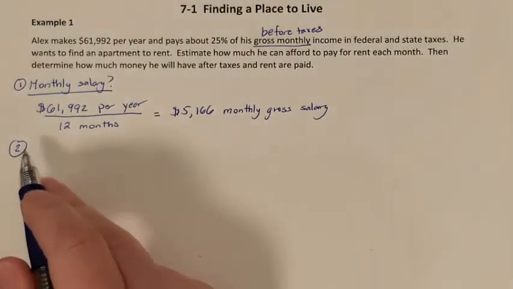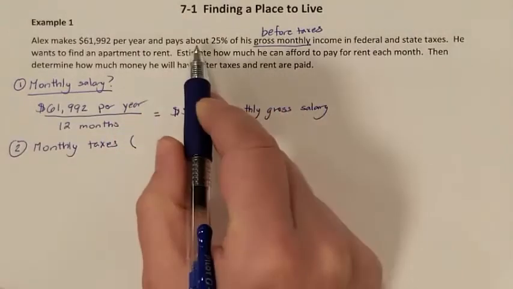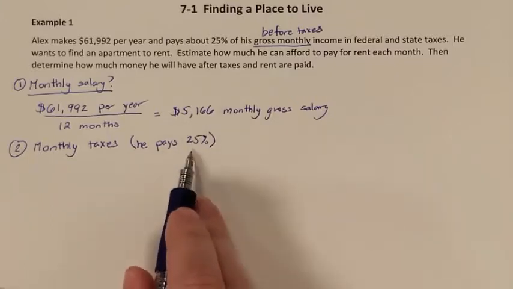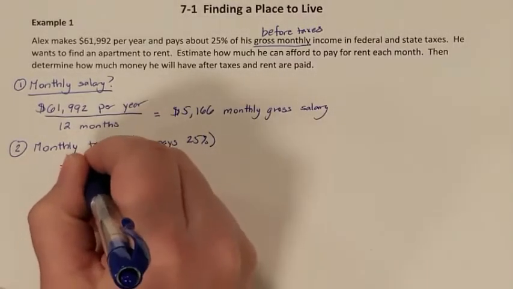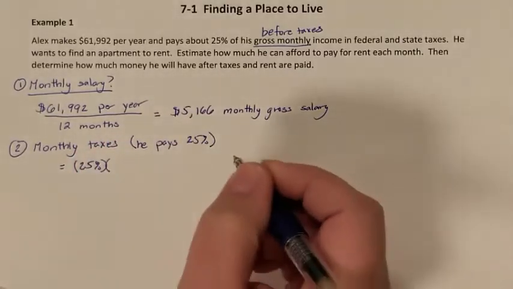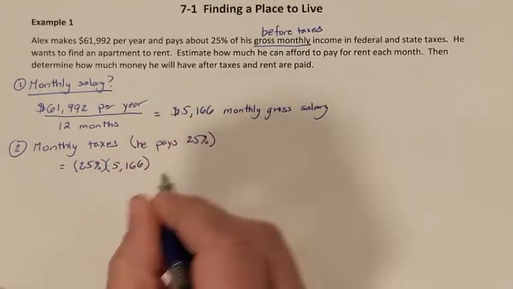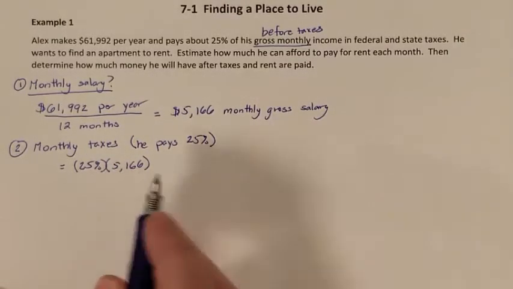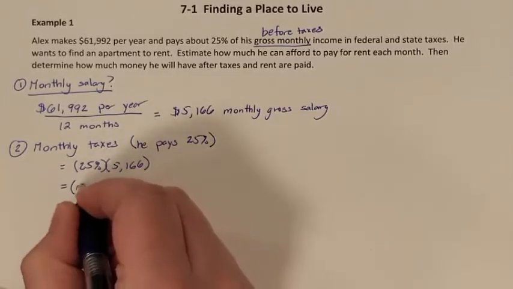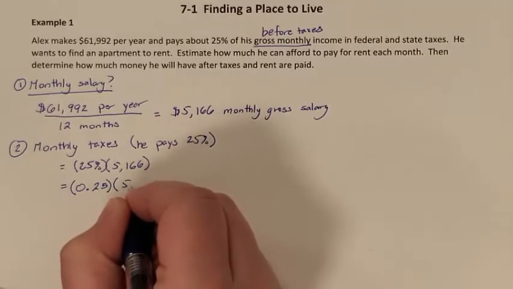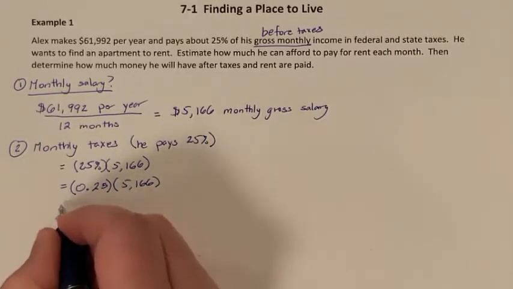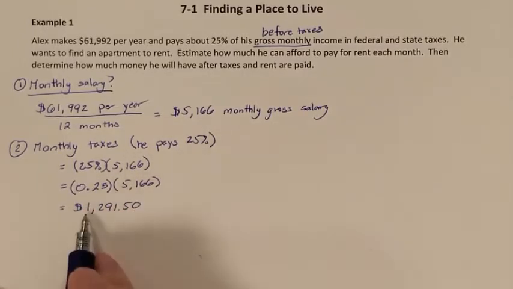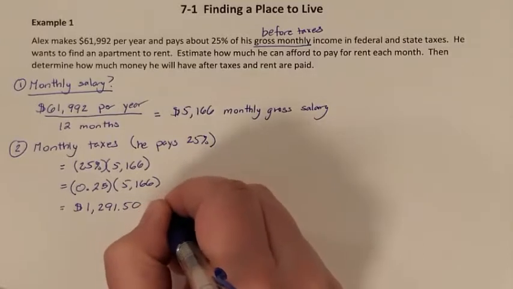So the next thing, let's figure out what are actually his monthly taxes. And it said that he pays 25%. So we know that this is his monthly salary. And he is going to pay 25% of that monthly salary to taxes. So 25% of that monthly salary, "of" means you're multiplying. So you're going to multiply these two together. 25% is 0.25 because you have to convert it into a decimal. And when you multiply these two together, you end up getting $1,291.50. What is this? This is his monthly taxes.